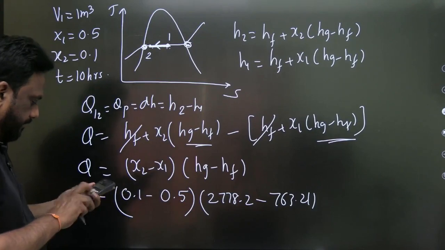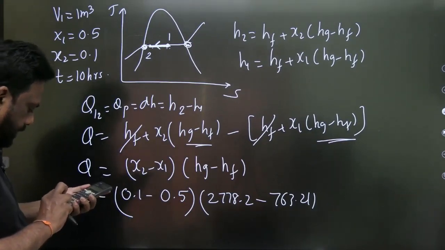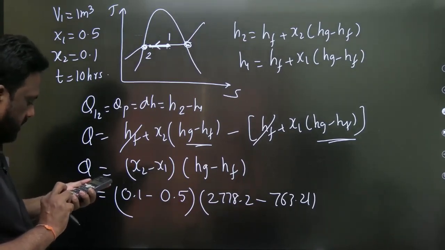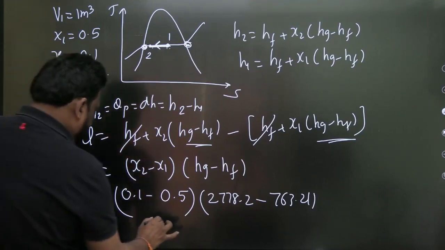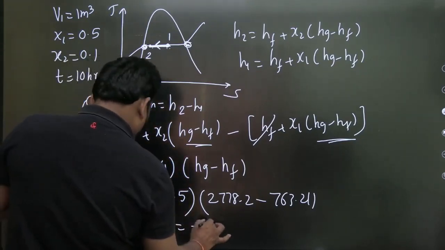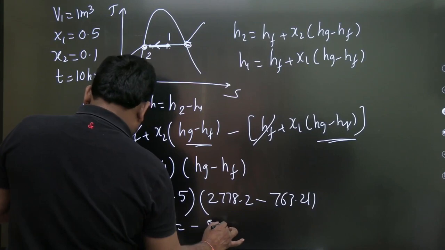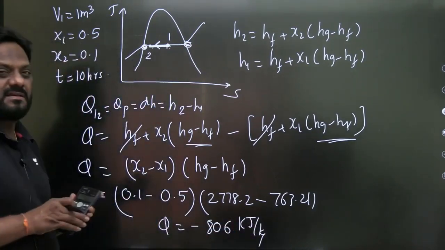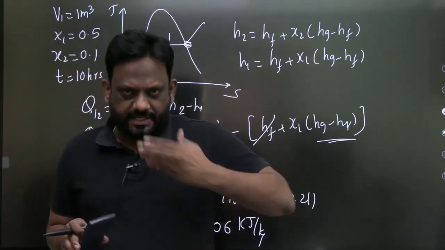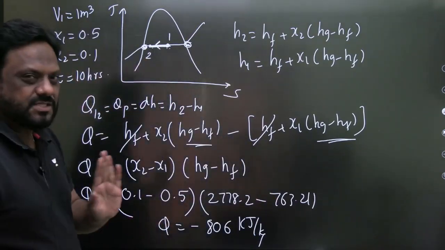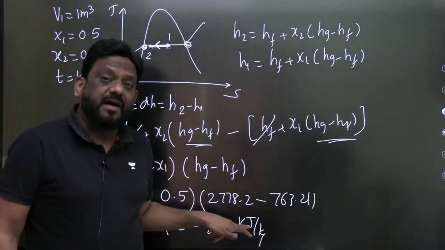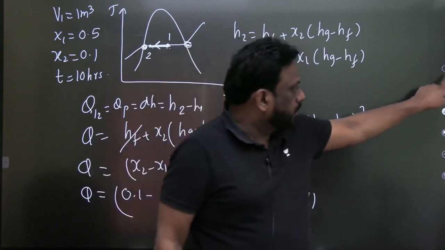Let me calculate: 2778.2 minus 763.21, into 0.4. And we are getting this as minus 805.9, so I'll take it as 806 kilojoule per kg. What does the negative sign show? It is losing heat. So this is one step, but this is not the correct answer. This is the heat transfer for 1 kg, but I want the total heat transfer.